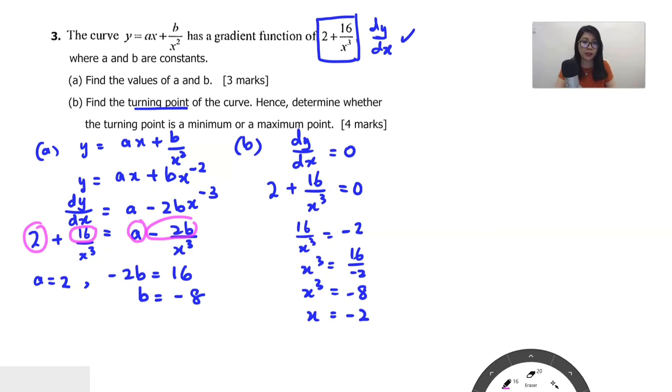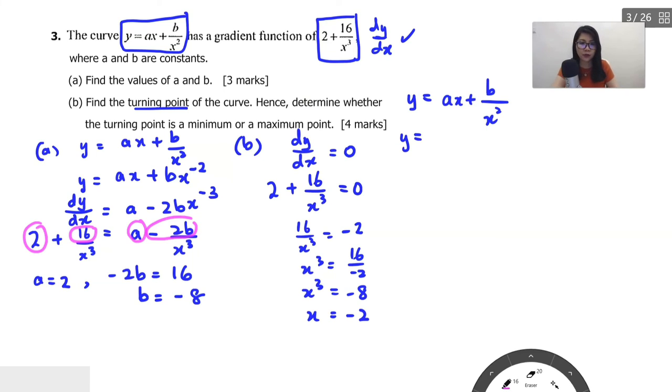After that, I'm going to substitute this x value into the y equation. So let's find y. In the question, they give us this, but we already have the values for a and b, so we're going to sub the a and b values in first. So ax plus b over x squared: y equals, a is 2, so 2x, and b is negative 8, so negative 8 over x squared. So this will be the y. We need to substitute the x value into the y to get the value of y, then we will get the turning point.